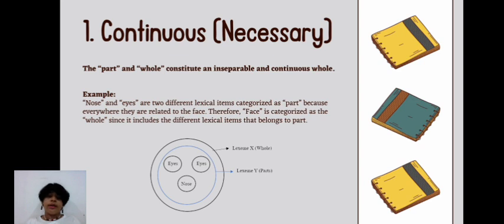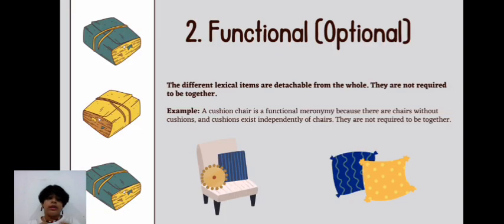The other type is the functional, which is when the different lexical items, so the meronyms, are detachable from the whole. They are not required to be together. For example, a cushion and a chair. Why? Because there are chairs without cushions, and there are cushions without chairs. So they don't have to be together.